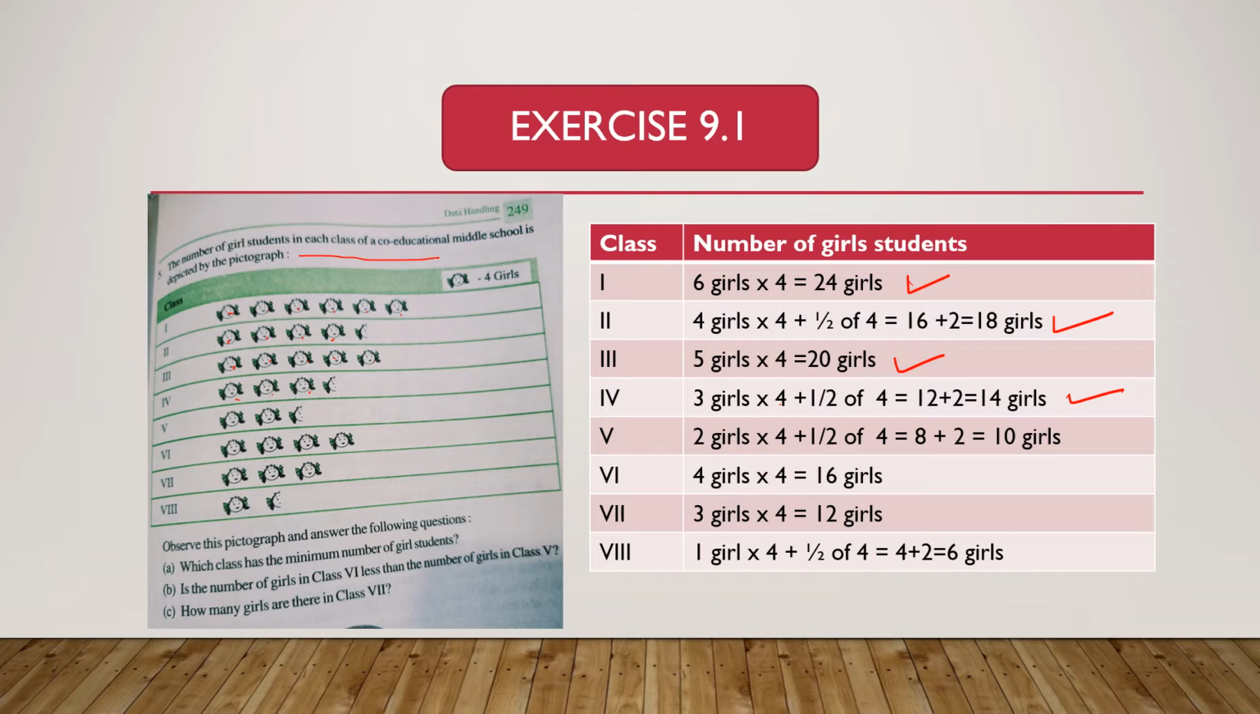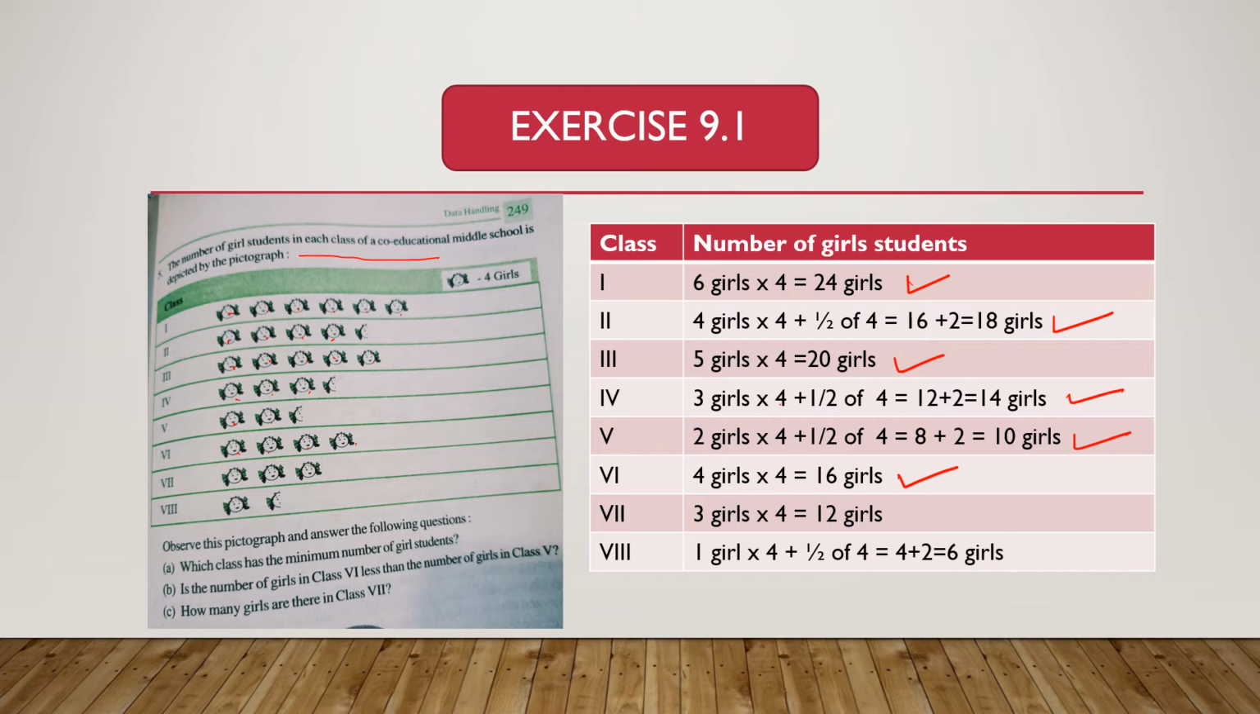In class 5 there are 2 pictograph symbols. One pictograph symbol is 4 girls, so 2 multiplied by 4 is 8 girls, and half of 4 girls is 2. So 8 plus 2 is 10 girls. So in class 5 there are 10 girl students. In class 6 there are 1, 2, 3, 4 symbols, so 4 multiplied by 4 is 16 girls. So in class 6 there are 16 girl students.